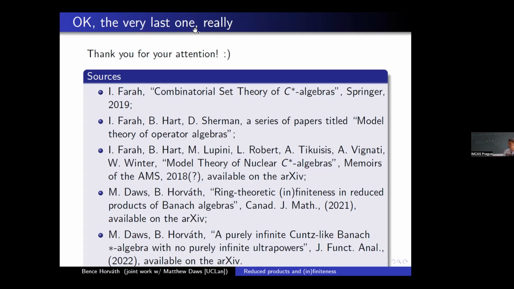And I was going to ask about tensoring. If you tensor with this algebra, does this give you another notion of pure infiniteness that's weaker or stronger than yours? So that's the thing. We already don't know which should be the right tensor. Sorry, I don't know. Maybe Matt knows, but I don't even know which tensor product we should look at.